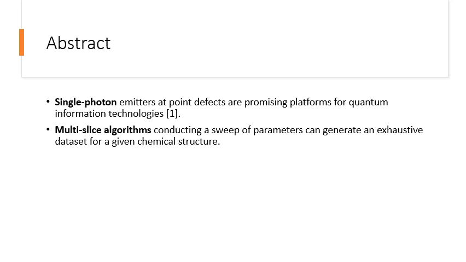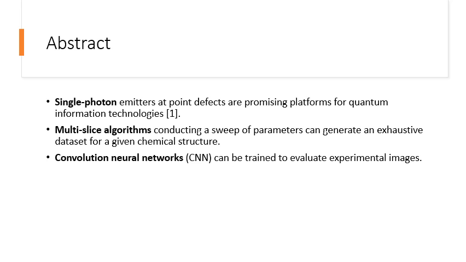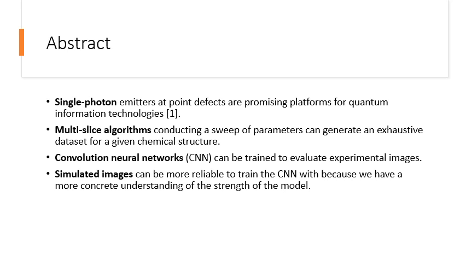Multi-slice algorithms can simulate all possible experimental images for a given material. We can analyze thousands of experimental images using a convolution neural network. A collection of simulated images can be used as references to analyze experimental images using the neural network.